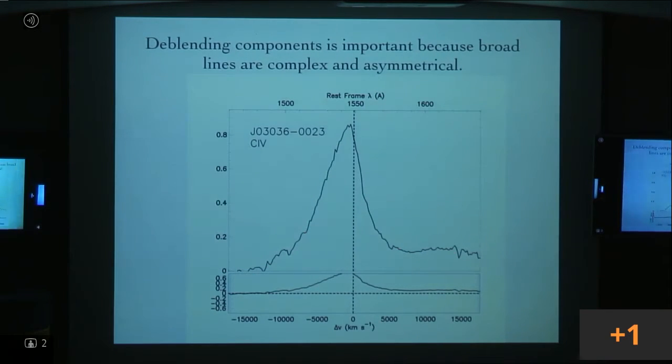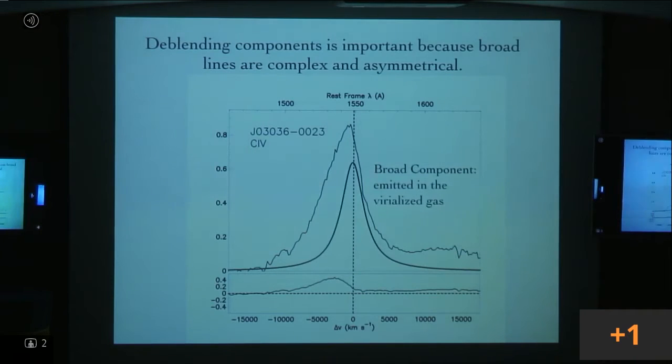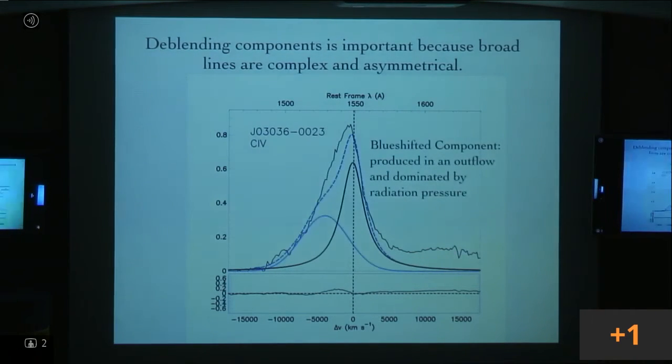This fit is very important because as we want to compute the black hole masses, we need to isolate the virial core component from the other components that are emitted in different regions. Well, this is carbon 4. This is the rest frame of carbon 4. As you see, this line has a blue shift. So first we fit the virialized component, and then we fit the blue shifted component.